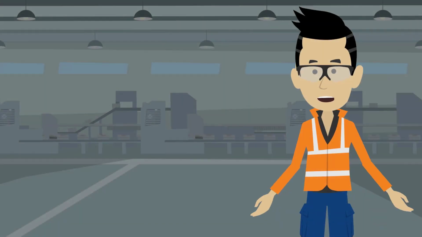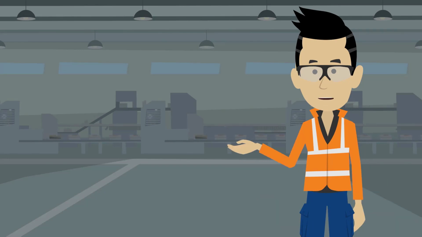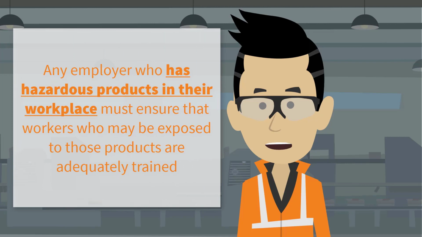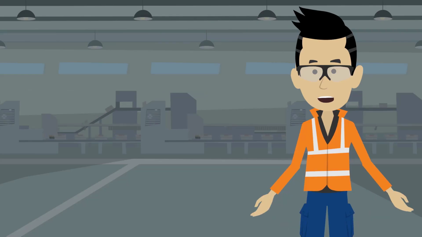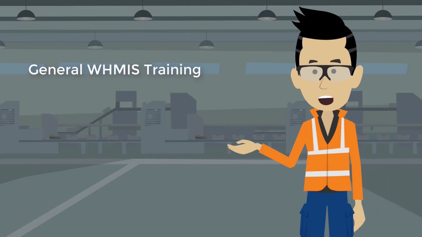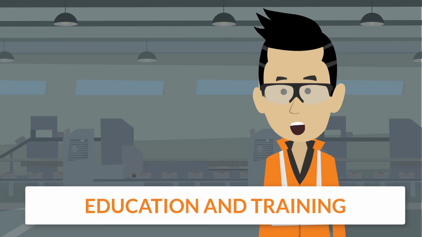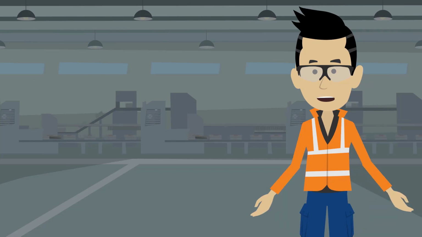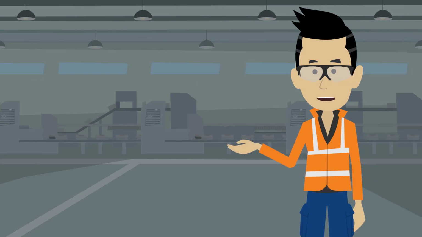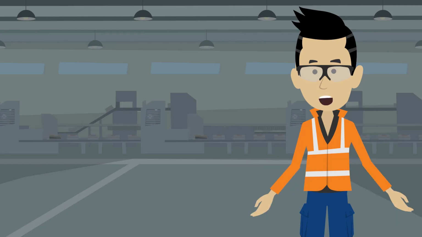Adequate education and training is fundamental in ensuring that WHMIS works. Any employer who has hazardous products in their workplace must ensure that workers who may be exposed to those products are adequately trained. There are two types of training: general WHMIS training and workplace-specific training. General WHMIS training is also commonly referred to as education, and the workplace-specific portion, training, hence the term education and training. Both education and training, or general and workplace-specific training, are extremely important and must be incorporated into a company's overall WHMIS training program.